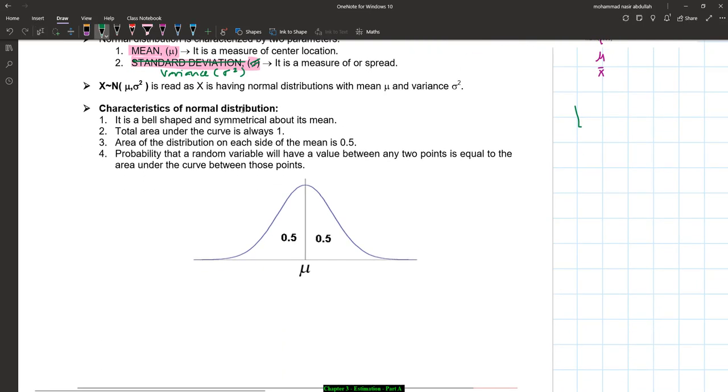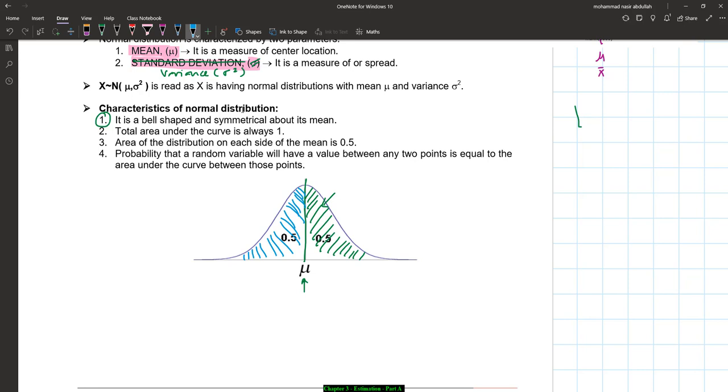So normal distribution is bell-shaped and symmetrical about its mean, right? Symmetrical means that we can divide the distribution into two parts, based on the population mean or sample mean. So the area on the right-hand side should be the same as the area on the left-hand side, right? Because it's a symmetrical distribution.